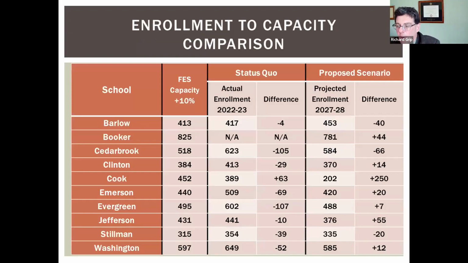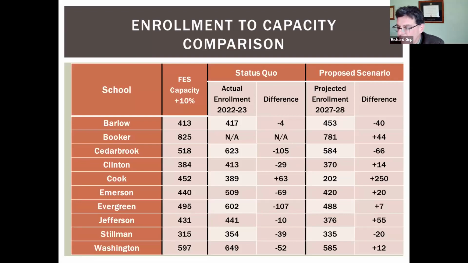So this might be one of the more important charts of tonight. And what it shows is each school and what their capacity is plus 10%. This is from the school district's architect. It's called the Facility Efficiency Standards Capacity plus 10%. And this is showing you what the enrollment is compared to capacity right now. If you see a negative value in what's called the status quo column, that is saying that you don't have enough seating. So almost all of the elementary schools, except for Cook, have a shortage of seating right now. So that's why you really need a new school to come online.